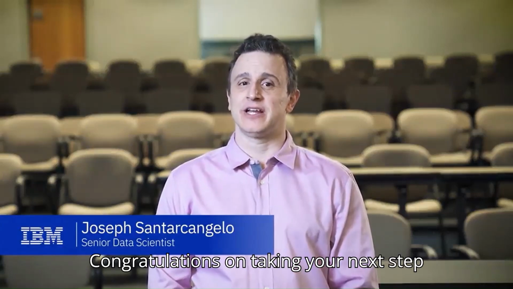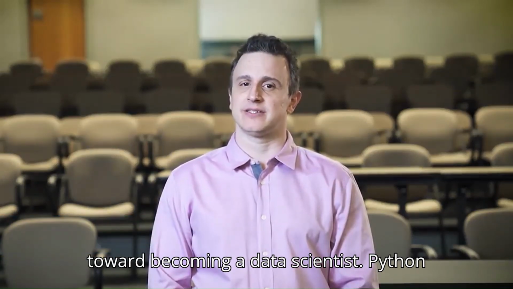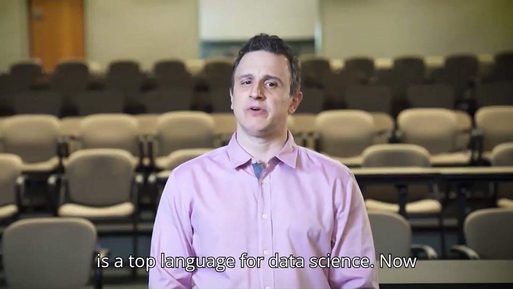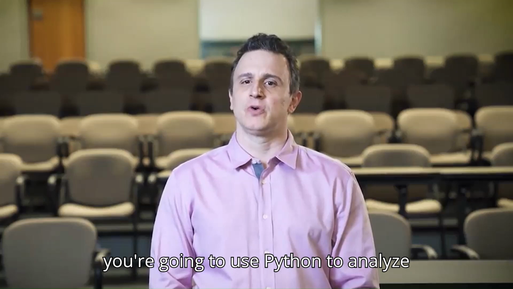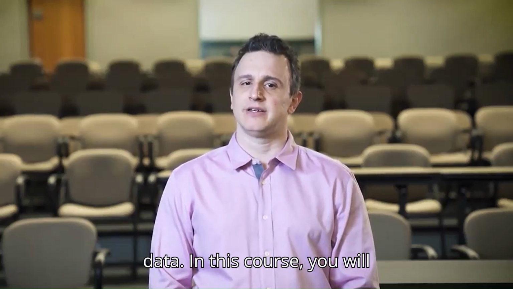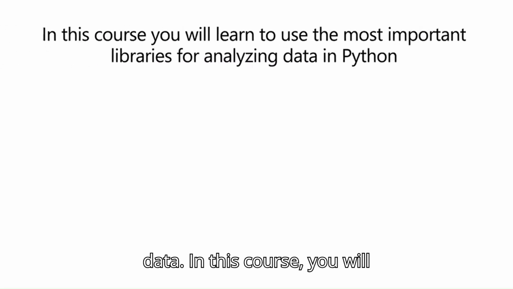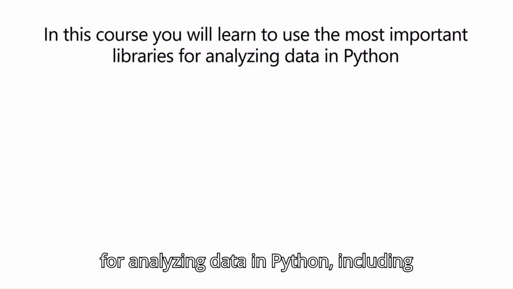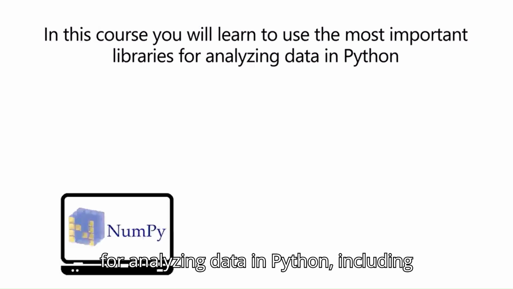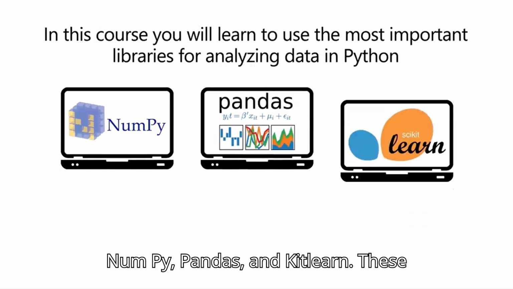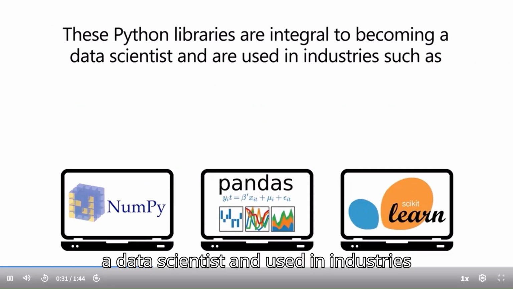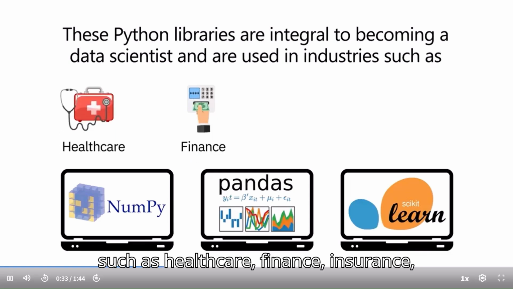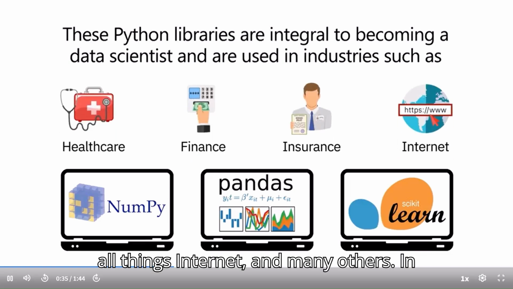Congratulations on taking your next step toward becoming a data scientist. Python is a top language for data science. Now that you know how to program with Python, you're going to use Python to analyze data. In this course, you will learn to use the most important libraries for analyzing data in Python, including NumPy, Pandas, and Sklearn. These Python libraries are integral to becoming a data scientist and used in industries such as healthcare, finance, insurance, all things internet, and many others.